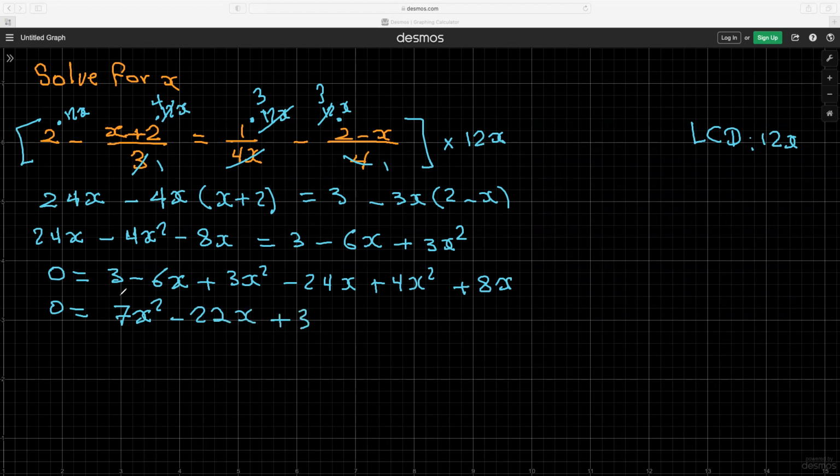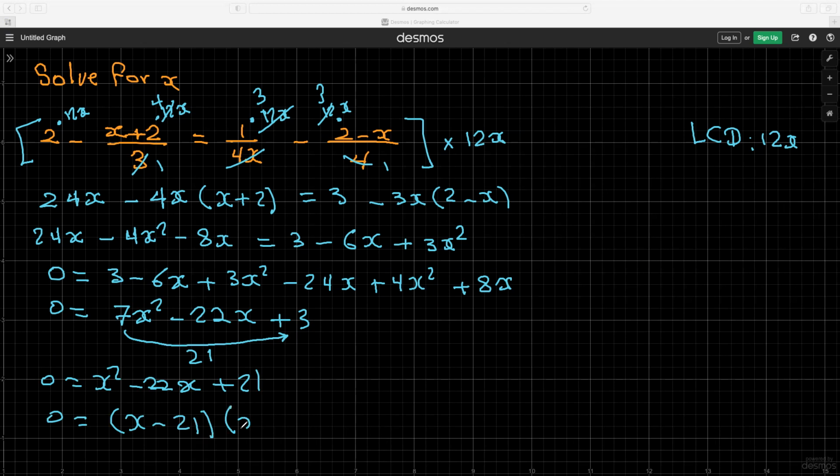Now to factor this, because you have a leading coefficient that you cannot factor out as the greatest common factor, I don't use decomposition, I use my tricky method here. So 7 times 3 is 21. I rewrite this as 0 equals x squared minus 22x plus 21. I'm looking for two numbers that multiply to give me 21 and add to give me negative 22. So this basically factors into x minus 21, x minus 1.